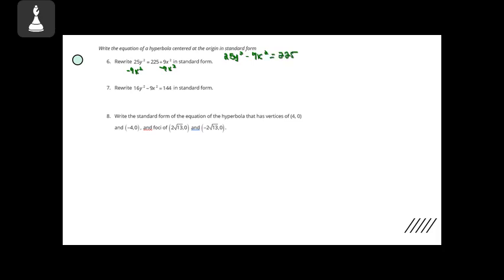The last step then is we want what's on the right side to be equal to 1. So the only way to do that is to divide everything through by 225. When I do that, I'm going to get y squared over 9 minus x squared over 25 equals 1. So 25 over 225 is 1/9. 9 over 225 is 1/25, and 225 divided by 225 is 1.